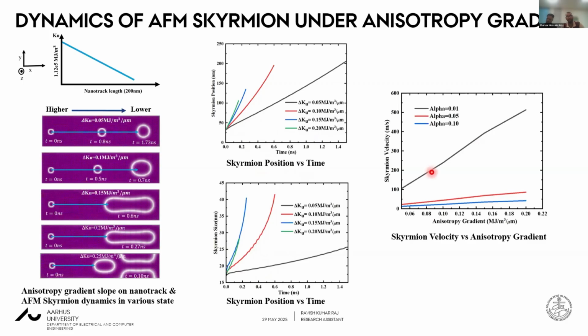We have also analyzed the dynamics of the AFM skyrmion for different types of gradient. When the damping is very low, it moves on the order of kilometers per second. We know the FM skyrmion is generally around 100 meters per second, but due to stray fields and stronger stabilization, the AFM skyrmion is much faster. In my case it is around 500 meters per second at a gradient of around 2 megajoule per meter cube per micrometer.